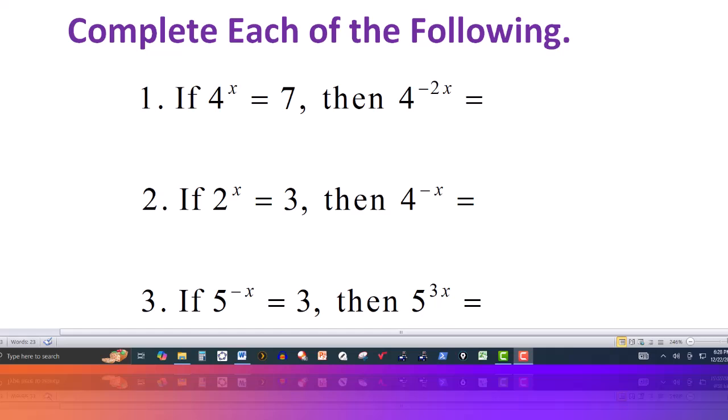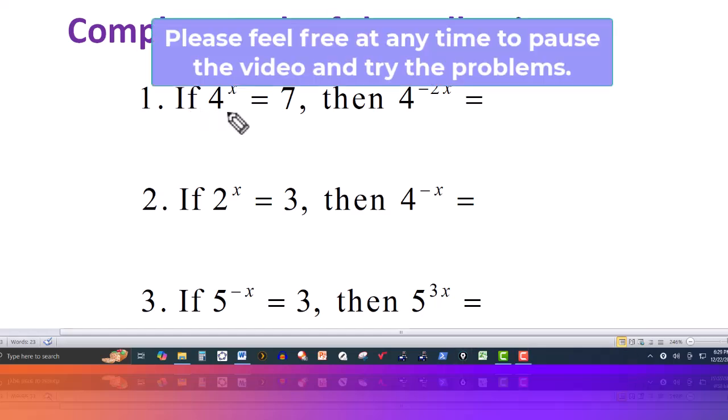In this video, we have to complete the following statements of equality. So this is mainly an exercise in exponents, using properties of exponents. You can pause the video here if you want. Try these on your own. So let's begin. We're given that 4 to the x is equal to 7.